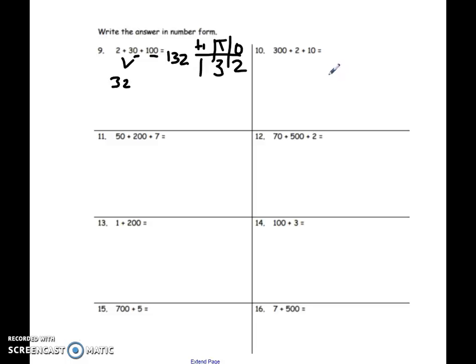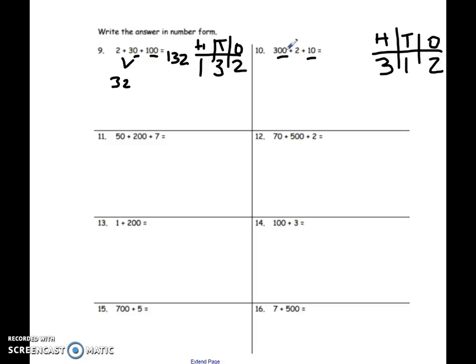Let's do one more problem together. Let's look at number 10. So I'm going to do it both ways. So first I'm going to draw my hundreds, tens, and ones chart. I'm going to look at my numbers. So here I have 300. So 300 would go in my hundreds column. Next I have a 2, and 2 would go in the ones column, because it does not end in a 0. And then last I have 10, and 10 would go in my tens column, so I'd put a 1 for 10. So my number is 312.